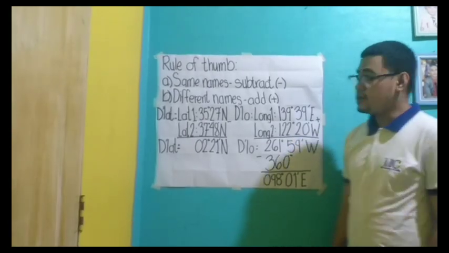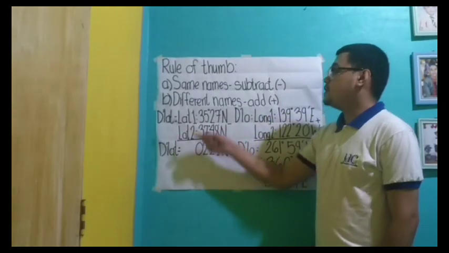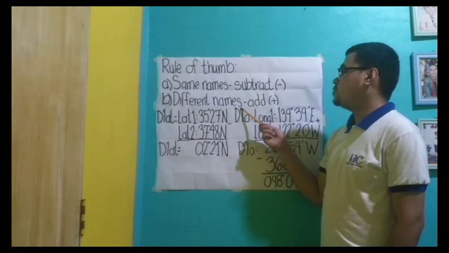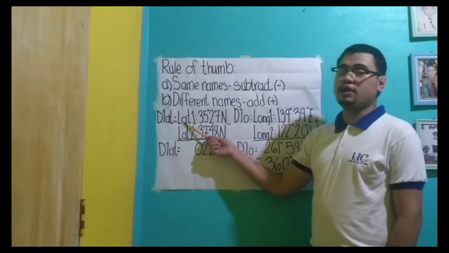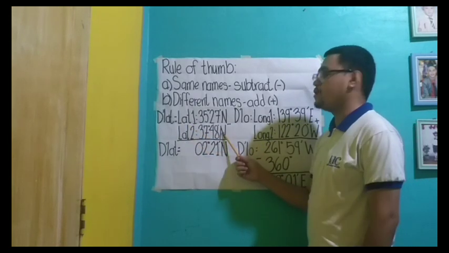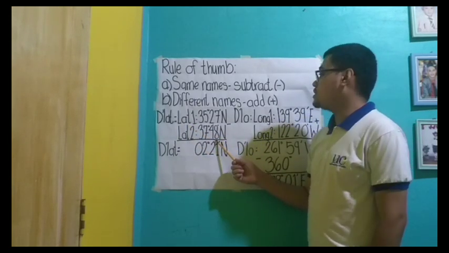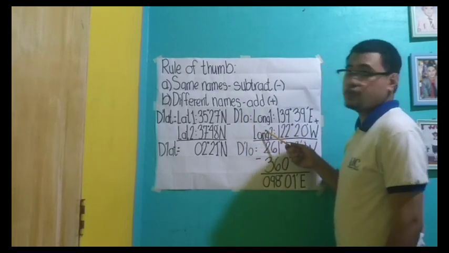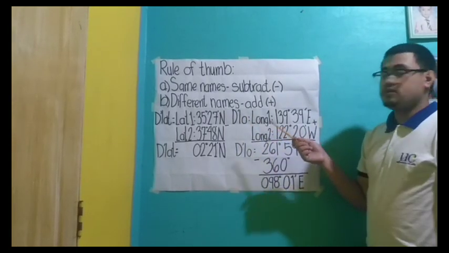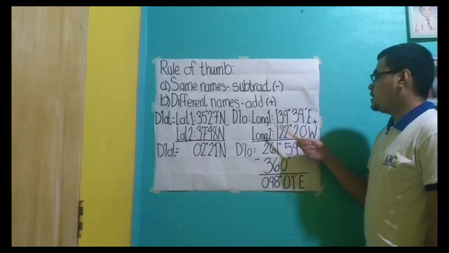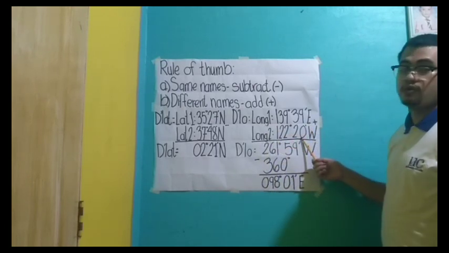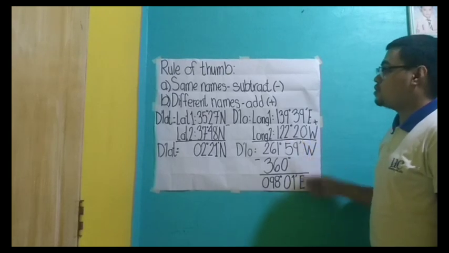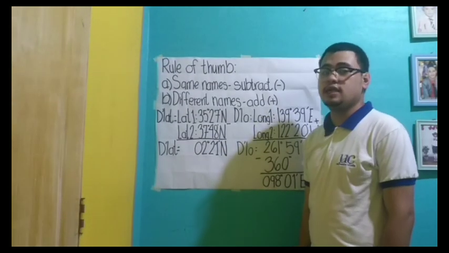So the next condition is that if it has different names, we need to add. Example, if latitude 1 has north and latitude 2 has south, so we need to proceed in adding it. Same goes with the longitude. If longitude 1 has east and longitude 2 have west, so we need to add it. So let us proceed now in finding the difference of latitude.